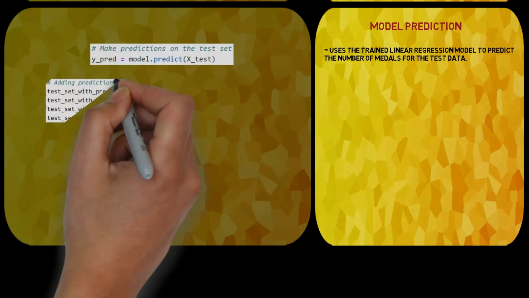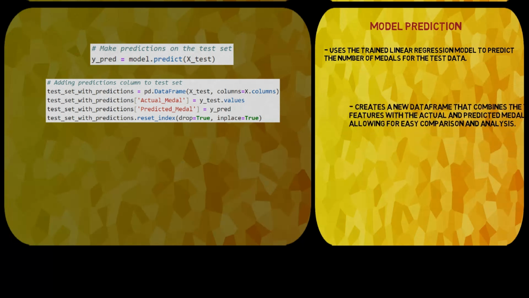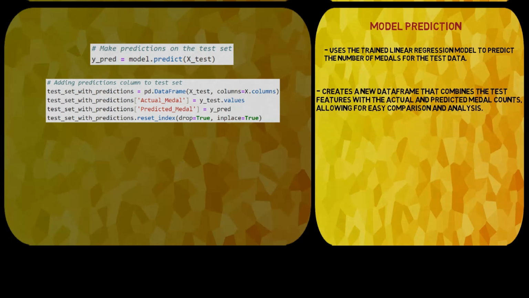Model prediction. The trained model is used to predict the number of medals for the test data. We create a new data frame combining the test features with the actual and predicted medal counts, allowing us to compare and analyze the model's performance.